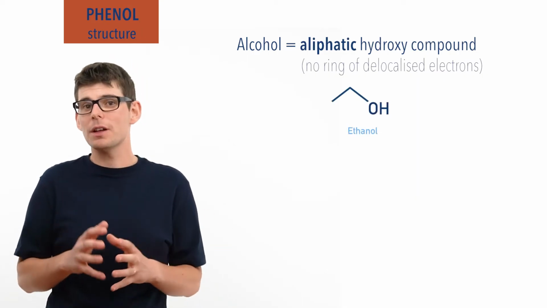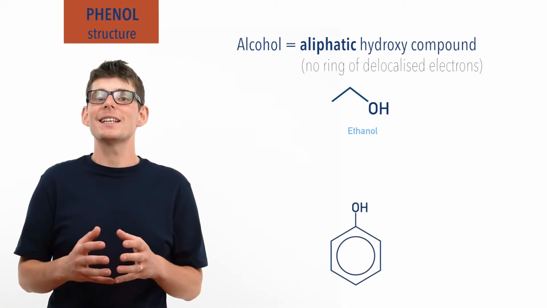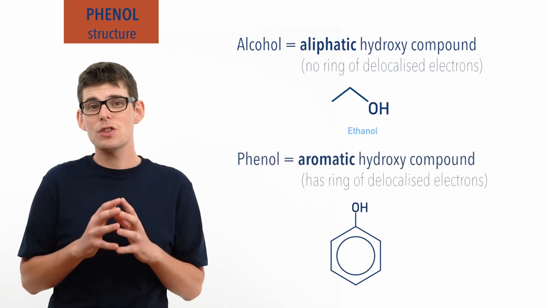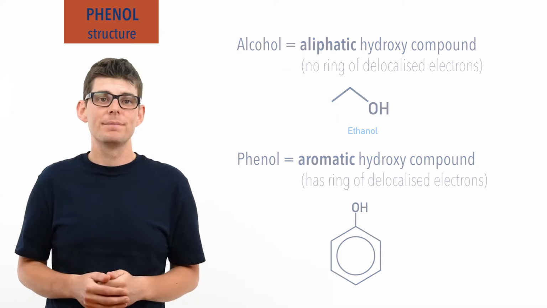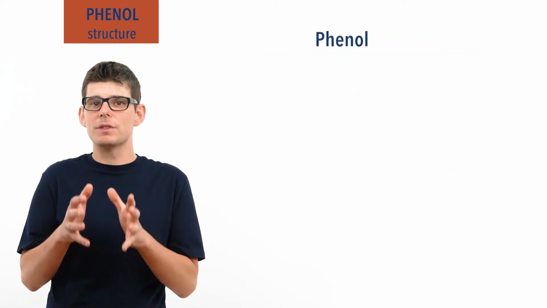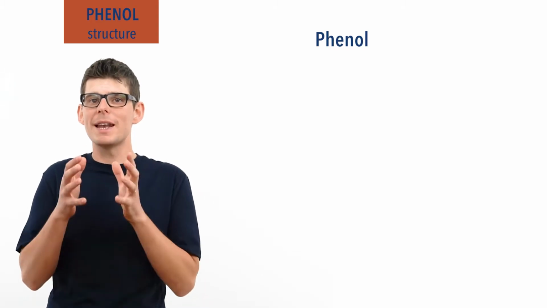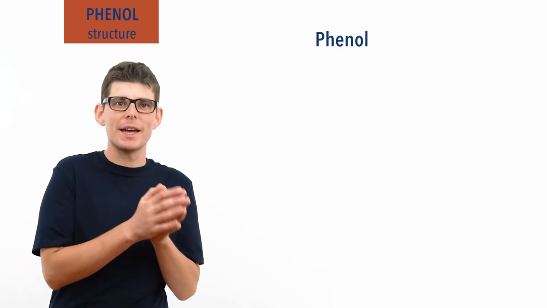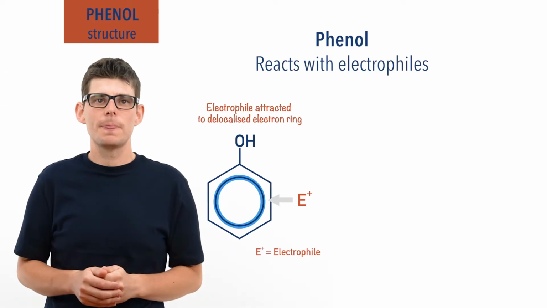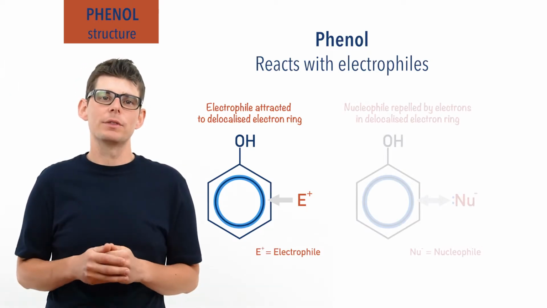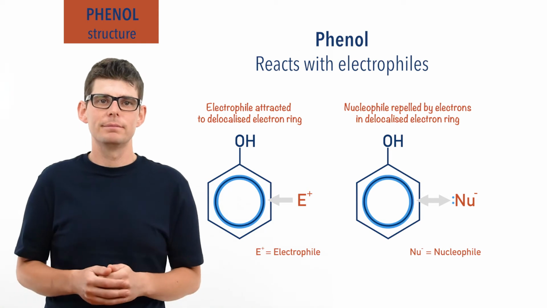The ring of delocalized electrons on phenol means it is classified as an aromatic hydroxy compound, and this ring changes everything. The ring of delocalized electrons in the benzene ring in phenol means the phenol is more vulnerable to electrophilic attack and will react with electrophiles. If a nucleophile came near the phenol, it would be repelled by the high electron density in the ring.